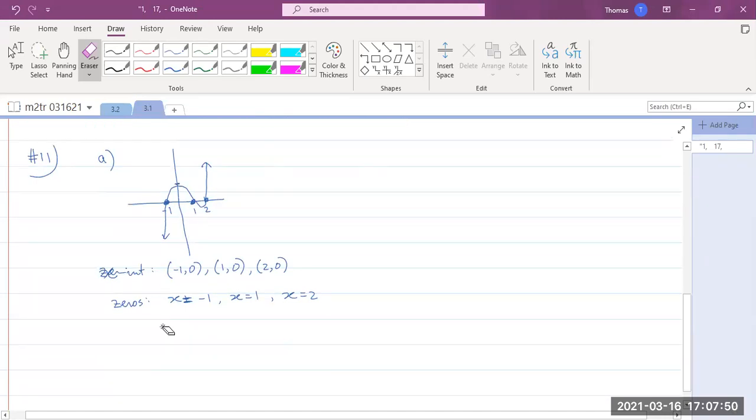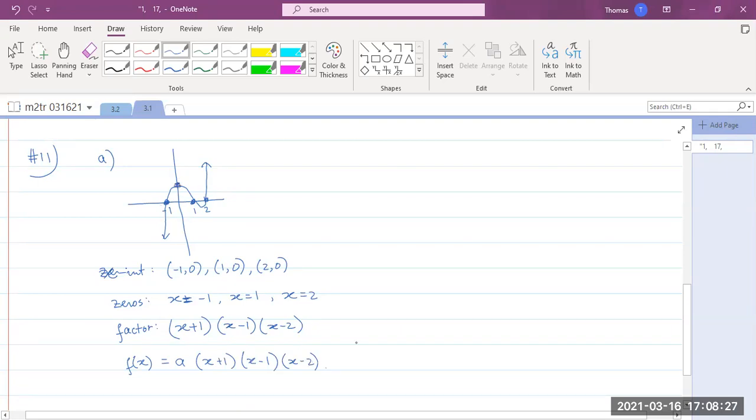Okay. Now, therefore, if it is zeros with multiplicity of 1, then the factors will also have multiplicity of 1: x plus 1, x minus 1, x minus 2. Okay. So the function f(x) must be a times x plus 1, x minus 1, x minus 2. Now then, how do I find the a?